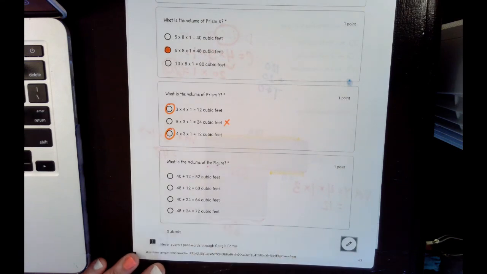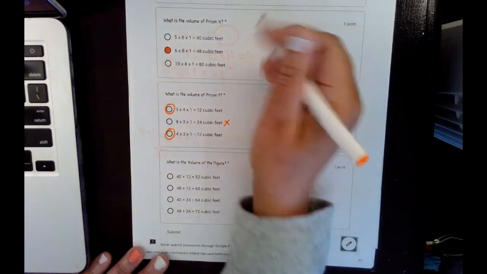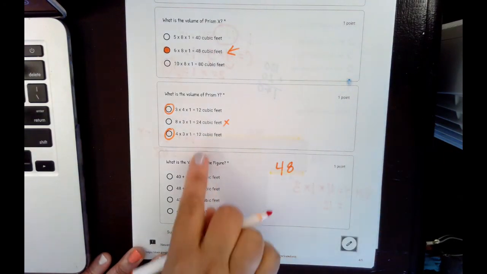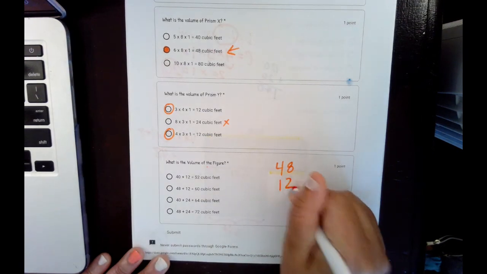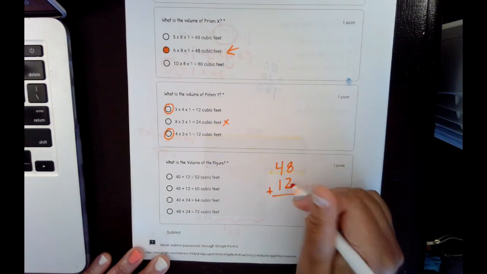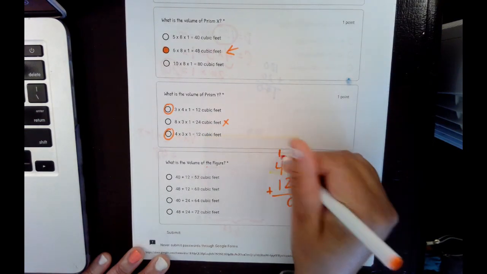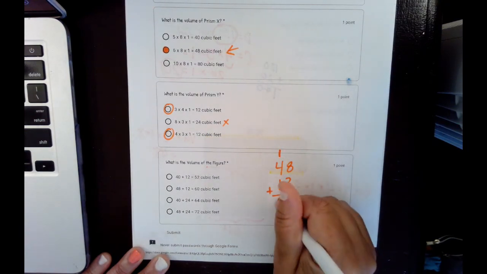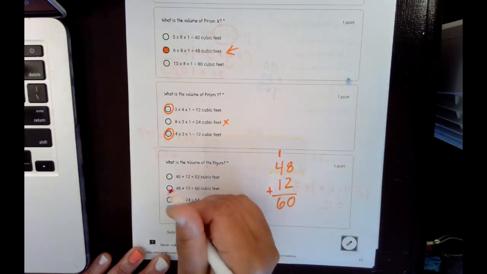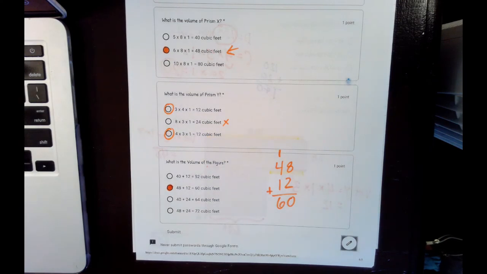So what's the volume of the whole figure? If one part of the figure is 48 cubic feet and the other part of the figure is 12 cubic feet, we're going to add those two numbers together. 8 plus 2 is 10. 4 plus 1 plus 1 is 6. So the answer is 60 cubic feet. So the only answer is this one.